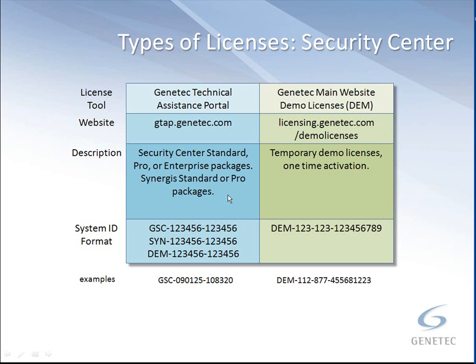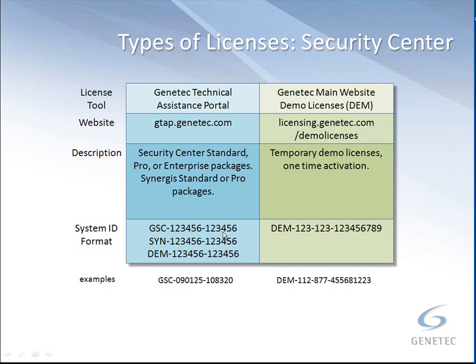Now this is the same as outlined previously in the Omnicast section, so we'll skip over the login process. The format of the system IDs that are used with the GTAP license tool are SYN66 format licenses, GSC66 systems, and DEM66 systems as well. So also any previous Synergis, Standard, or Pro systems that have a system ID with the 3339 format, they're migrated over to the new license tool and can be found in the GTAP as well, but they will have been assigned a new system ID in the SYN66 format, or if they're upgraded, the GSC format.